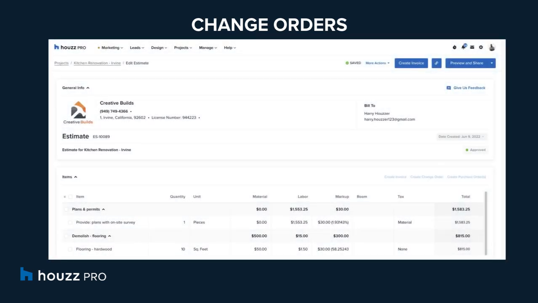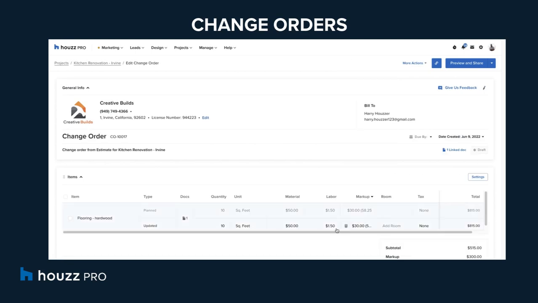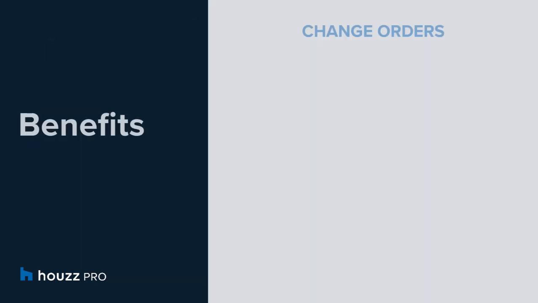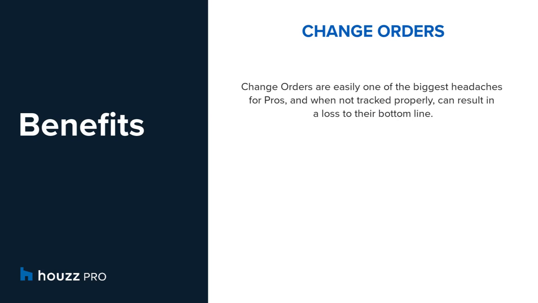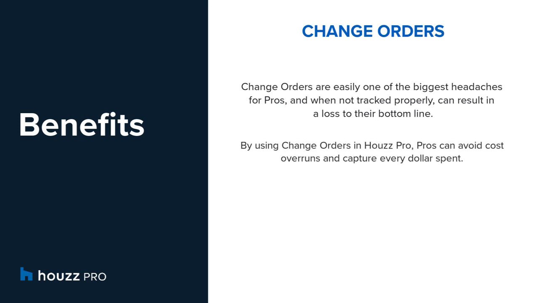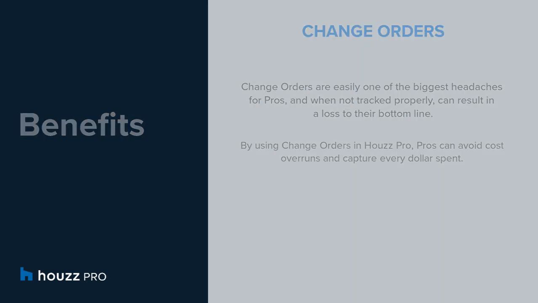As with any project, change happens. With Houzz Pro, pros have the capability to make a change using the change order feature. Change orders document changes to products or services and can be created from the approved estimate or from scratch. Change orders are easily one of the biggest headaches for pros, and when not tracked properly, can result in a loss to their bottom line. By using change orders in Houzz Pro, pros can avoid cost overruns and capture every dollar spent.